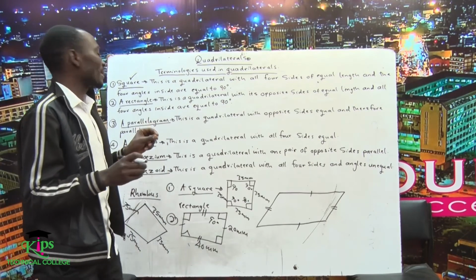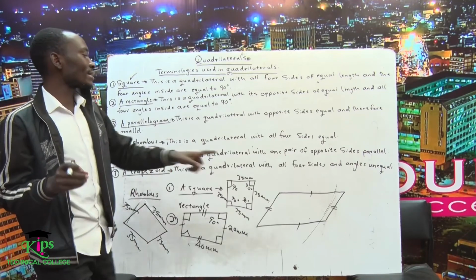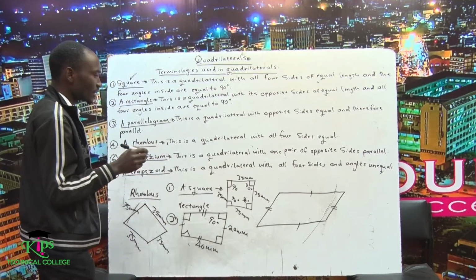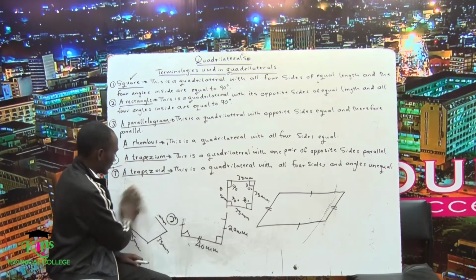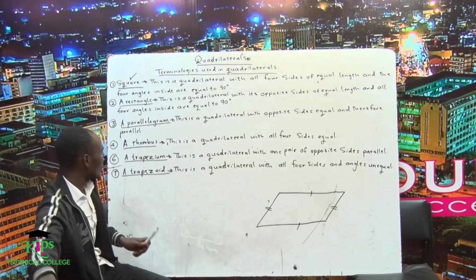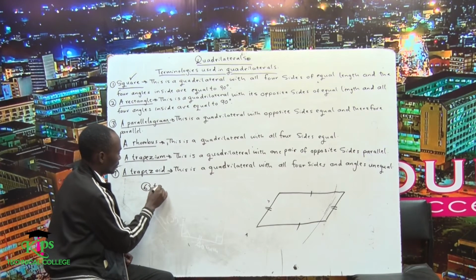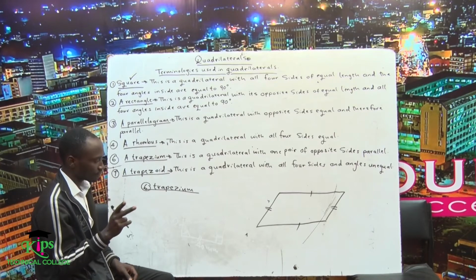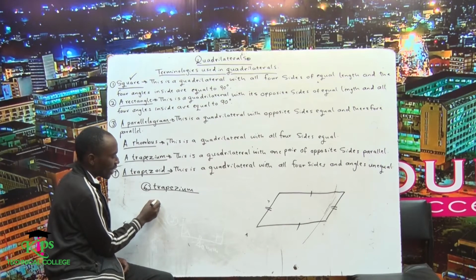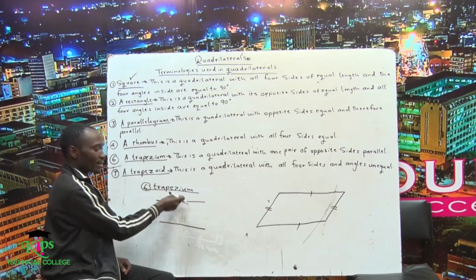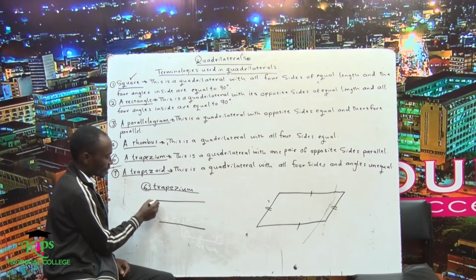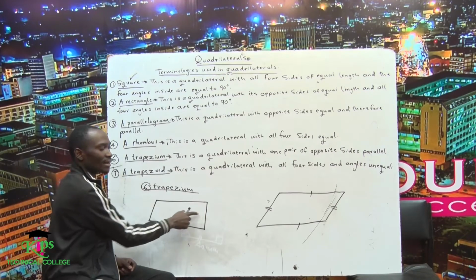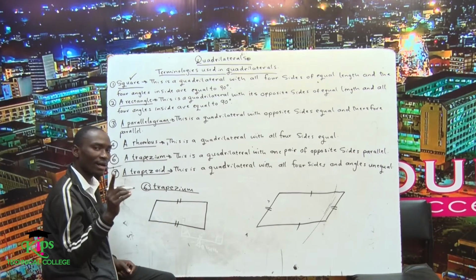The other one is a trapezium. This is a quadrilateral with one pair of opposite sides parallel. In short, let me demonstrate what a trapezium is. It is a quadrilateral whereby two lines are parallel to each other. For instance, we could have these two lines parallel to each other, and they could be joined like this. So this is a trapezium. This line and this line are not parallel. Only this line and this line are parallel.